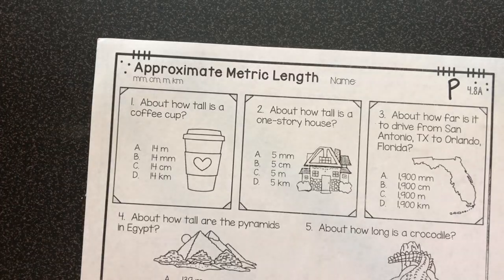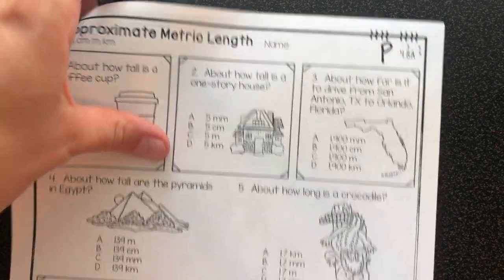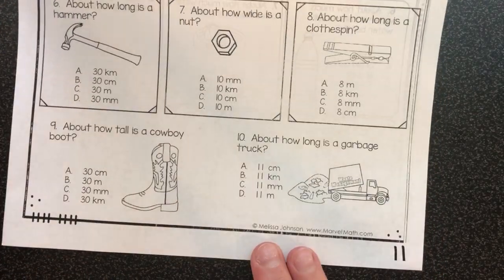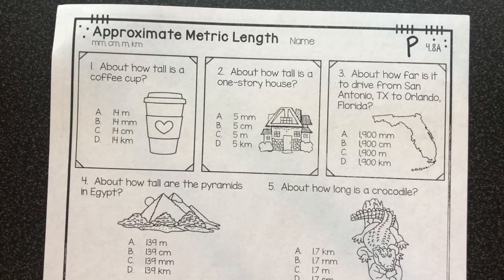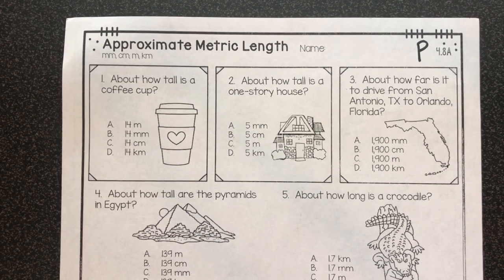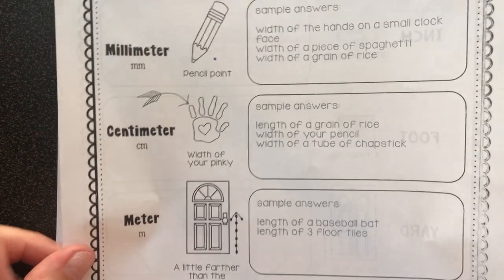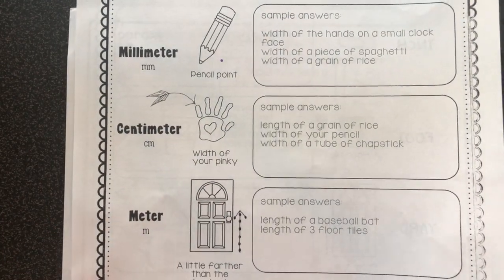Now our approximate metric length page, which is practice page 11. This is going to have more of the metric units on it. Okay, so about how tall is a coffee cup? First they say 14 meters. So I'm on the metric side. The meter is a little bit taller than the doorknob.